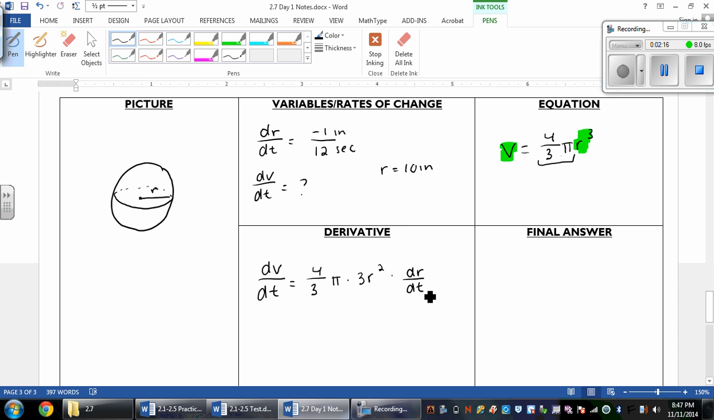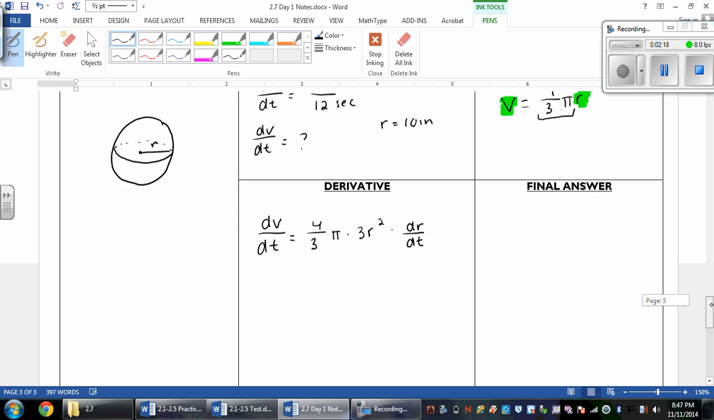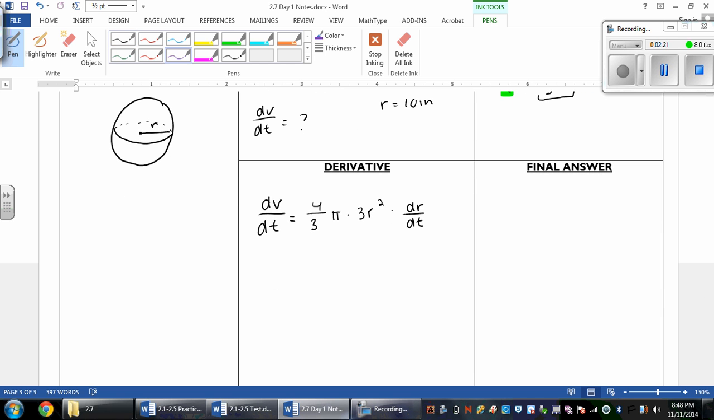Remember, that's implicit differentiation. Alright, so the next thing I'm going to do is just simplify. I can cancel the 3's because I'm dividing by 3 and then multiplying by 3. So I have dV over dt is going to equal 4 pi r squared times dr over dt. Alright, the last thing you do is just fill in your given information. I don't know dV over dt. I'm trying to find dV over dt, so I'm going to leave it like that. Remember, dV over dt is the rate, how fast is my volume changing.